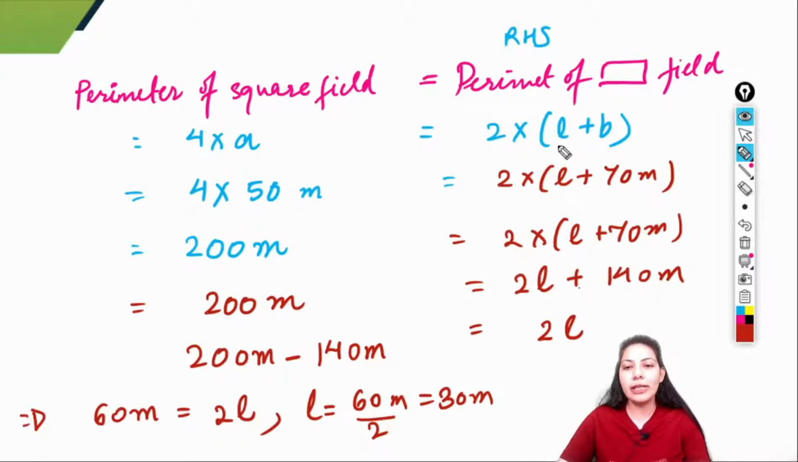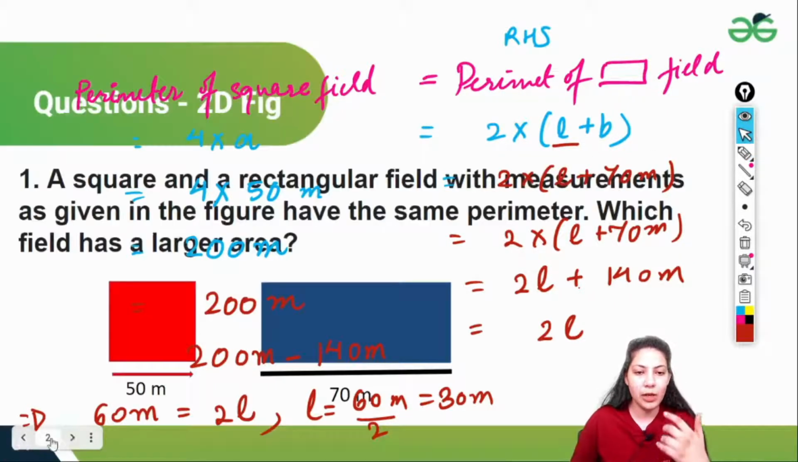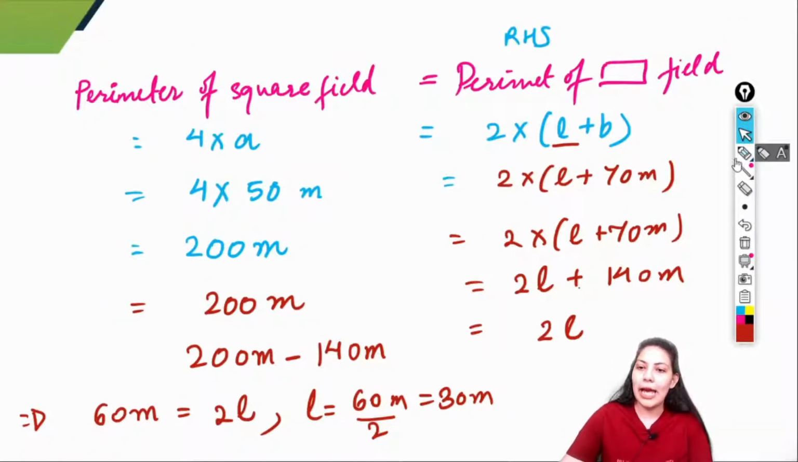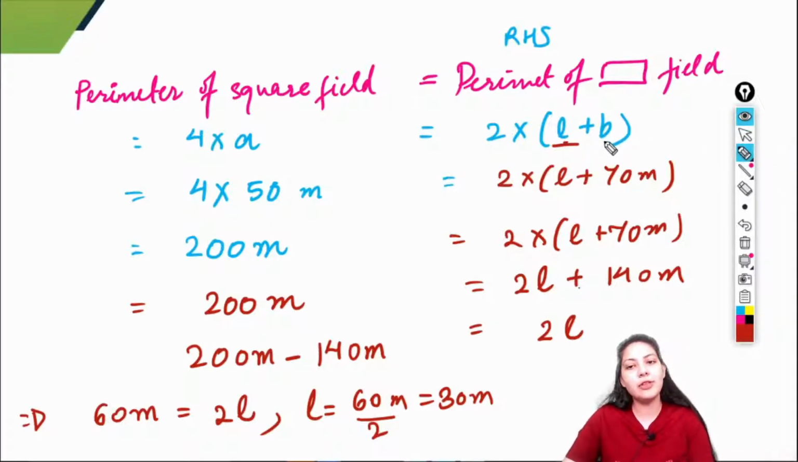Now that we got the length, let's see what was asked in our question. We were asked which field has the larger area. As we got the length and we have the breadth, we can calculate the area of the rectangular field, and we can calculate the area of the square field as well. So let me erase all this.